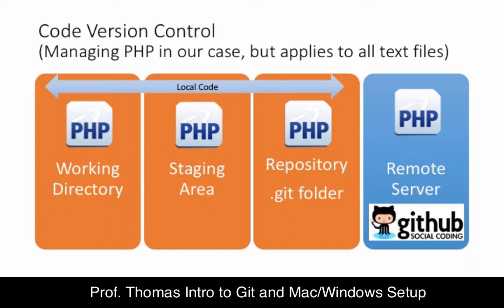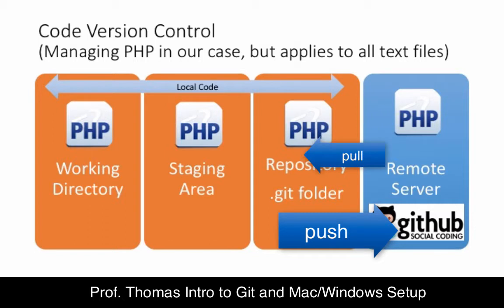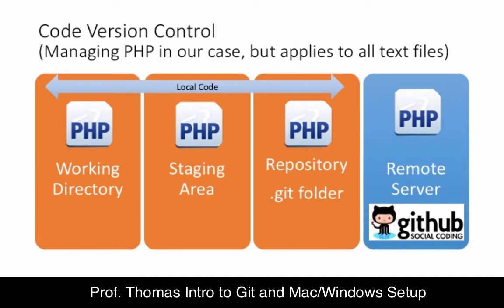And then later, once we've gotten enough in the repository, let's say we were working on a whole batch of different functions and we've got them all, then we'd run a git push, and that would push our code from the repository to the remote server. This works in both directions, so we can actually pull the code from the remote server down into our repository and staging area and working directory. All right, so that's the basic overview.